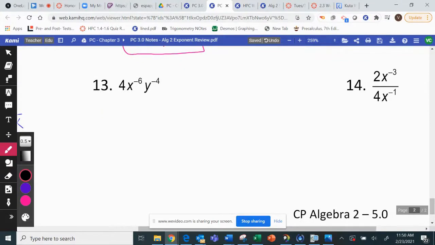Okay, number 13. 4 has an exponent of 1. X has a negative 6 exponent. Y has a negative 4 exponent. So 4 stays, just 4. X to the negative 6 becomes 1 over x to the 6. Y to the negative 4 is 1 over y to the 4th. And we combine them back together.